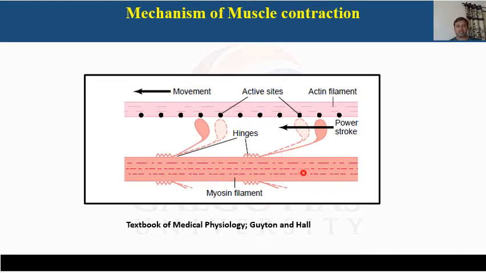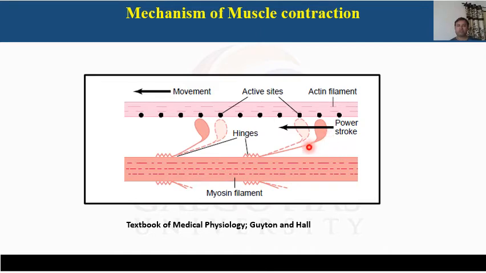In the second step, the myosin filament, which forms the cross bridge, has ATPase enzyme activity, as we have already discussed. When ATP binds with this ATPase enzyme, the enzyme breaks down ATP and releases energy. This energy is responsible for the tilting of the cross bridge. The cross bridge tilts in the forward direction, and this phenomenon is called the power stroke.